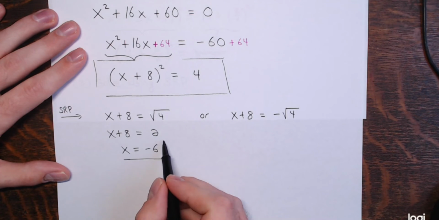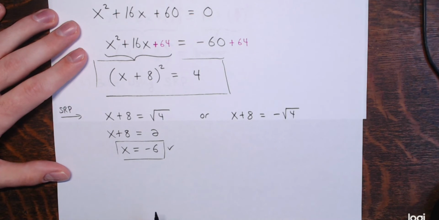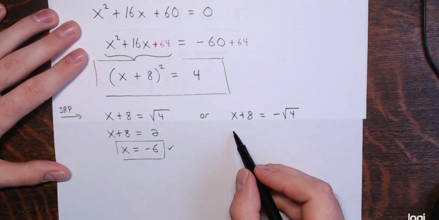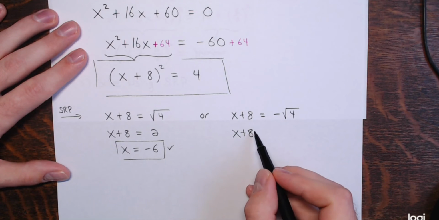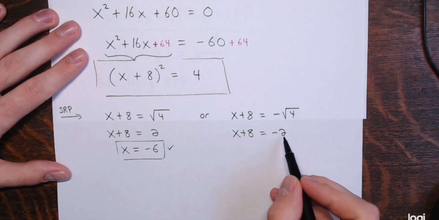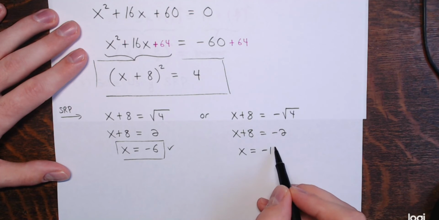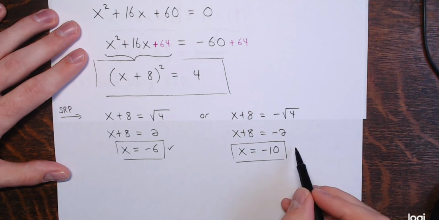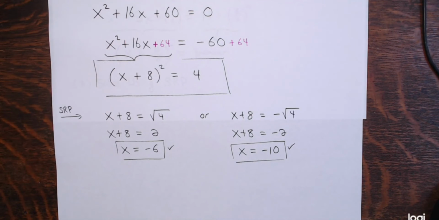There's one solution. And don't forget to check it. I'm going to leave that to you. Go back to the original equation and plug in negative 6 for x and see that it makes it true. And the other equation would be x plus 8 equals negative 2, and then subtracting 8, I get x equals negative 10. And that should work as well. Again, go back to the original equation. Please check your solutions. But there they are, negative 6 and negative 10.